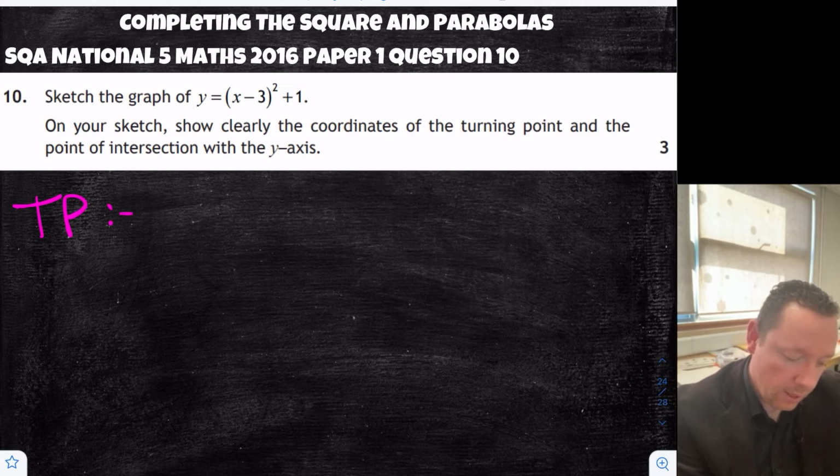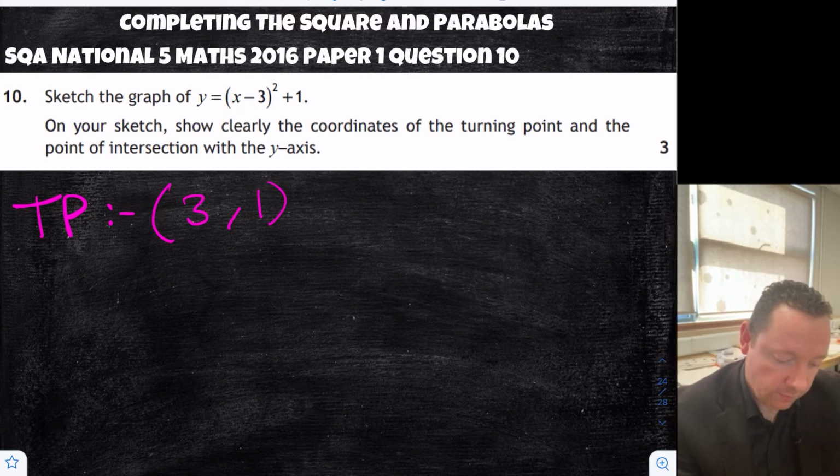TP, turning point. It is simply the opposite of this number, which is 3, the opposite sign, and then the second number 1. Why is it the opposite? Because it's what makes this 0. 3 take away 3 is nothing.